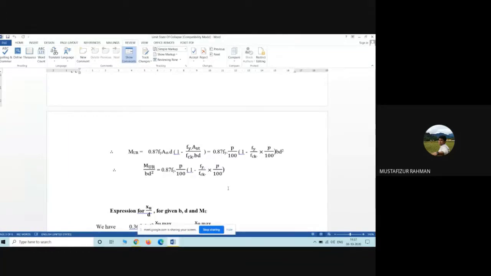Now see here, on the left hand side, moment of resistance by BD square. Now B and D are known to us. Stress in steel is known to us. Stress in concrete is known to us. So in this equation, our unknowns are MUR and P. But in this equation, we may know MUR. How do we know? We know MU.